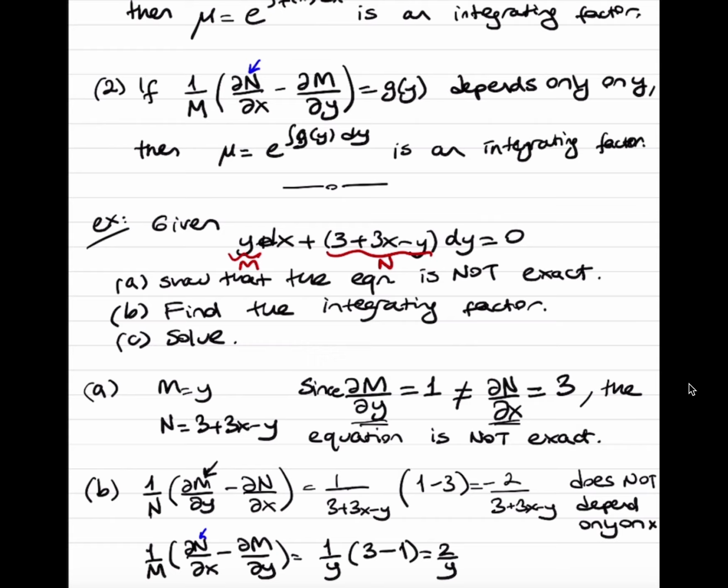So I start with N. I should check whether this depends only on y. So yes, it is 2 over y, so it depends only on y. Then we know that mu equals e to the power 2 over y is an integrating factor.